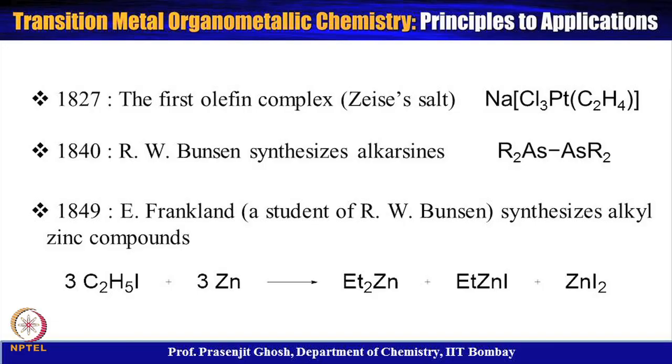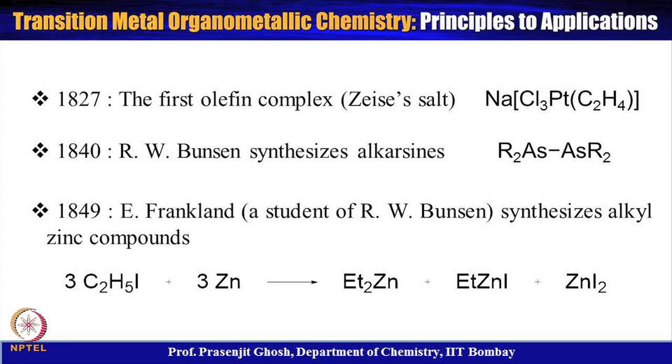Subsequent to this, in about 1827, the first olefin complex, called Zeise's salt, having the formula sodium [PtCl3(C2H4)], was prepared. Now, this complex is not a very simple complex, because it has a binding of a gaseous ethylene molecule onto a platinum. So, one important attribute of organometallic chemistry is the ligand metal interaction.